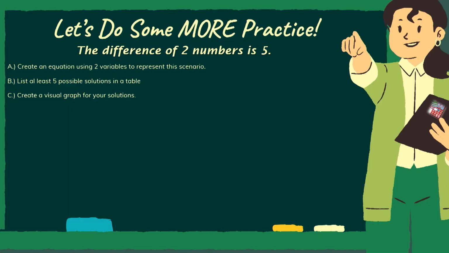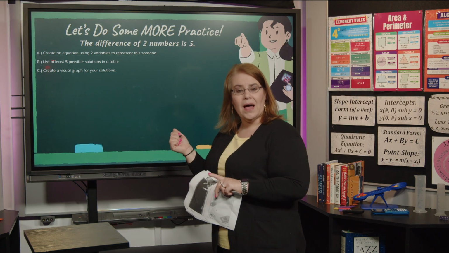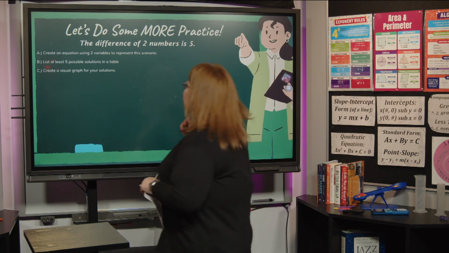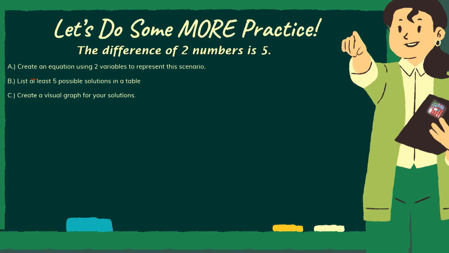All right, let's do some more practice. The difference of two numbers is 5. Let's create an equation using two variables to represent the scenario. List at least 5 possible solutions in a table and create a visual graph for this. So you do this on your paper, and I'm going to do this on my board. Here we go. I'm going to use M plus N. Oh, nope, it's a difference. We need to make sure that we do the difference. So M minus N equals 5.